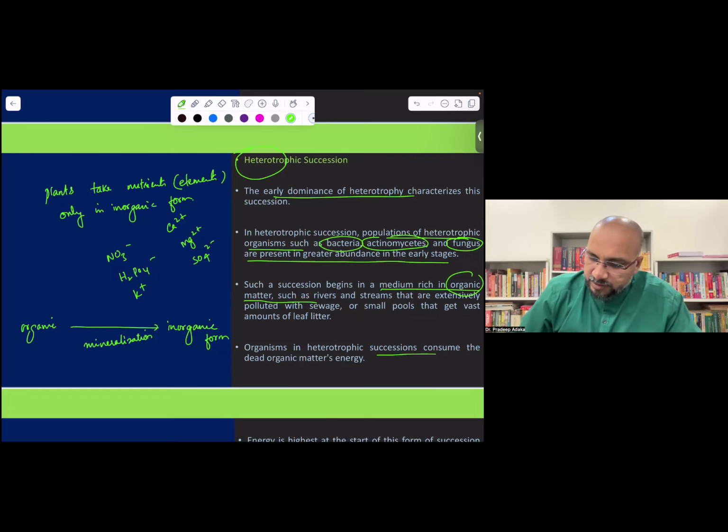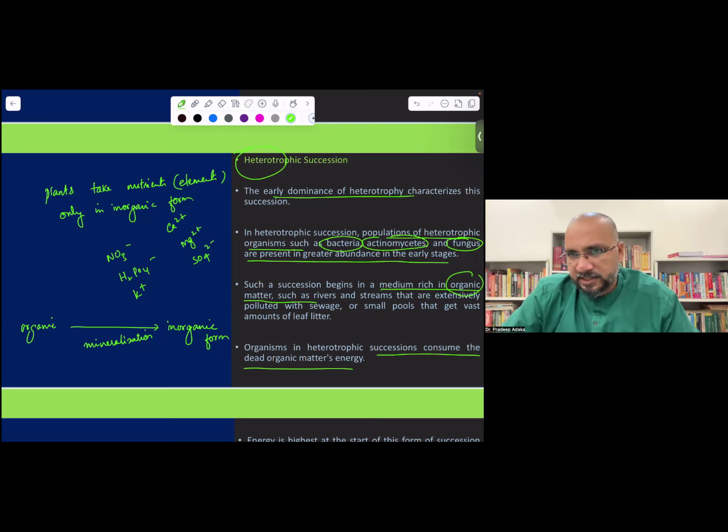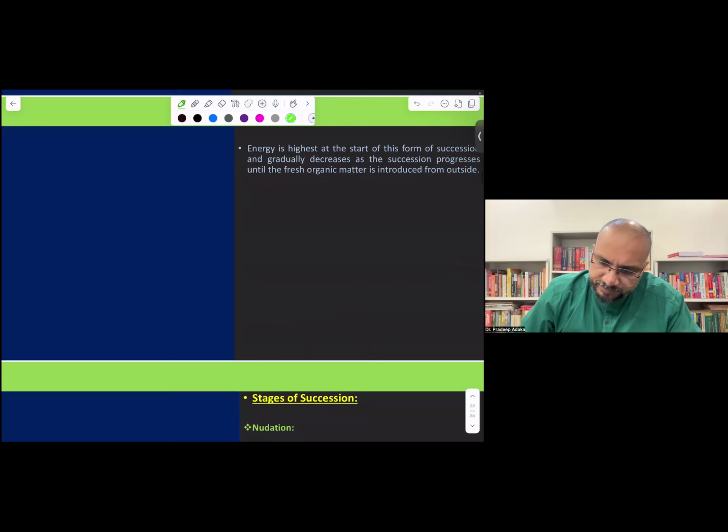So they consume the dead organic matter for energy and ultimately they will help in the release of nutrients. Some of the nutrients will be released, and they will also take up some of the nutrients. Bacteria also absorb nitrates because they also need to synthesize amino acids, they also require enzymes, so they also absorb certain nutrients. You understood this, heterotrophic succession, autotrophic succession?